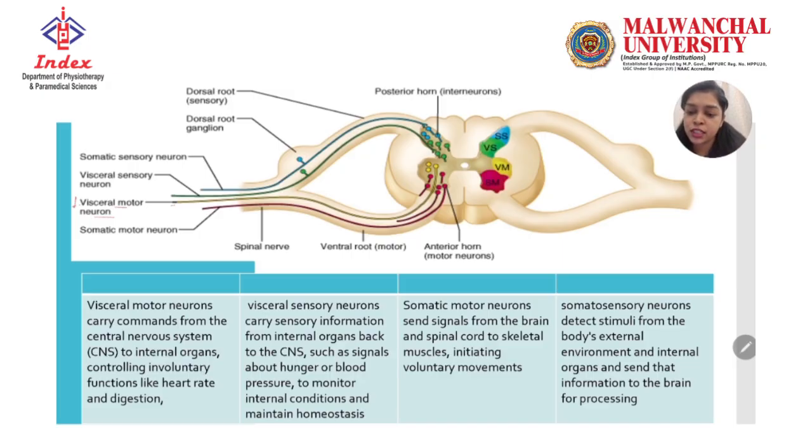Now comes the visceral sensory neuron, that is this one, green color. So it carries sensory information from internal organs back to the CNS, such as signals about hunger or blood pressure, to monitor internal conditions and maintain homeostasis.